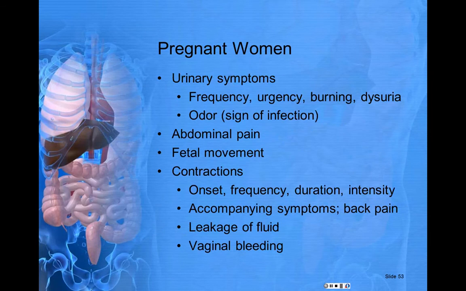In pregnant women, we have common problems with urinary symptoms: frequency, urgency, burning, dysuria. Is there any odor or signs of infection along with the frequency? Are they having any abdominal pain? What's that like? Do they feel fetal movements? Are they having any contractions? Are they having any leakage of fluid or vaginal bleeding?